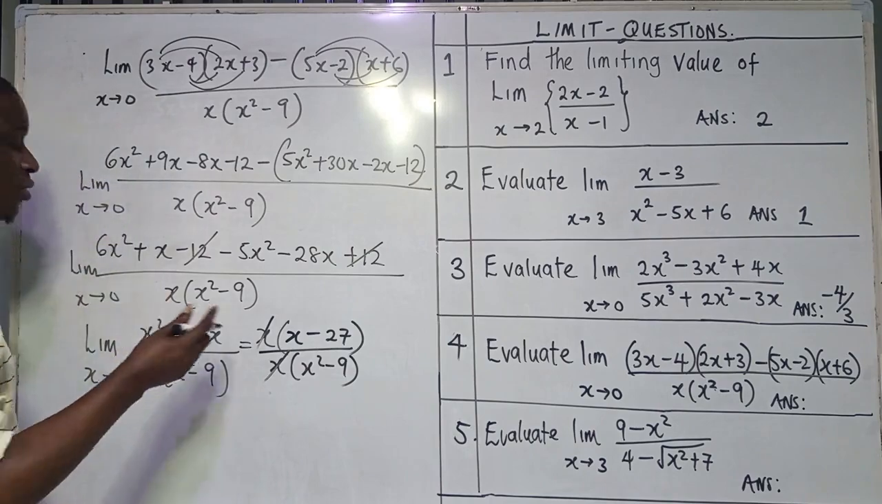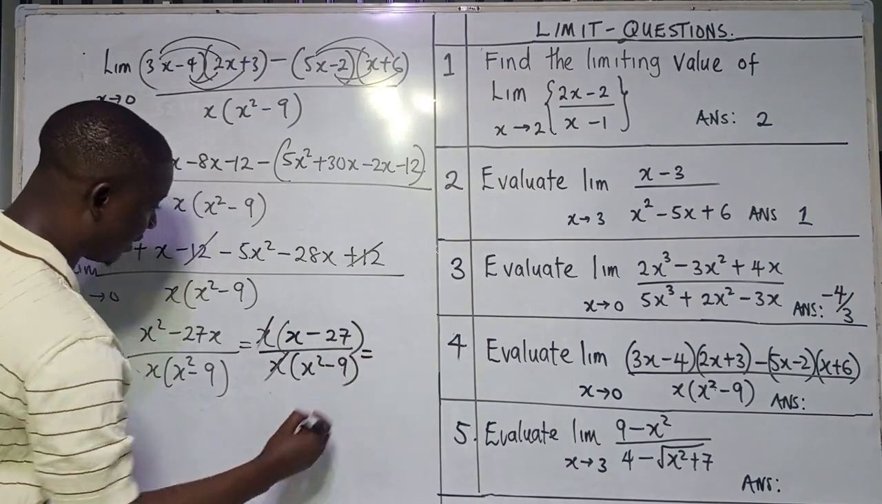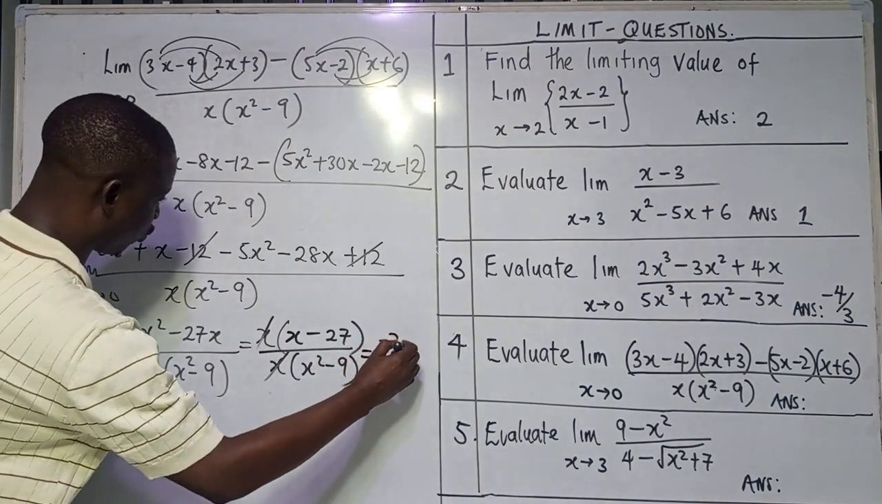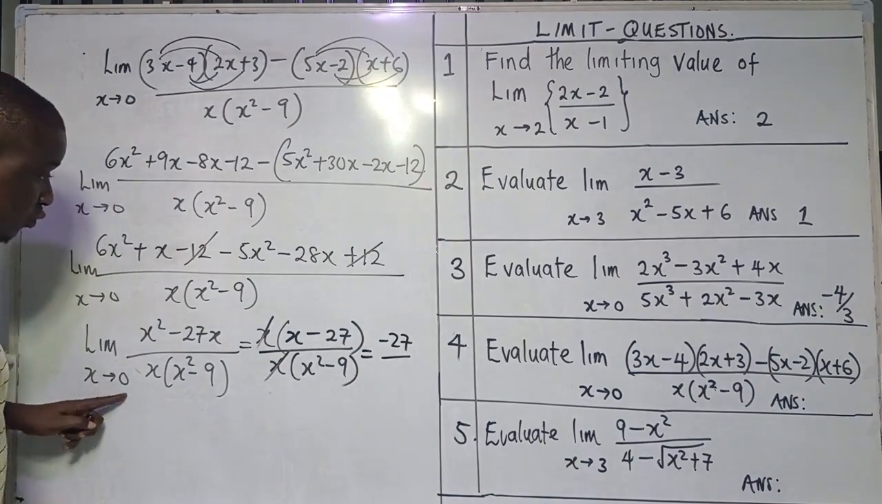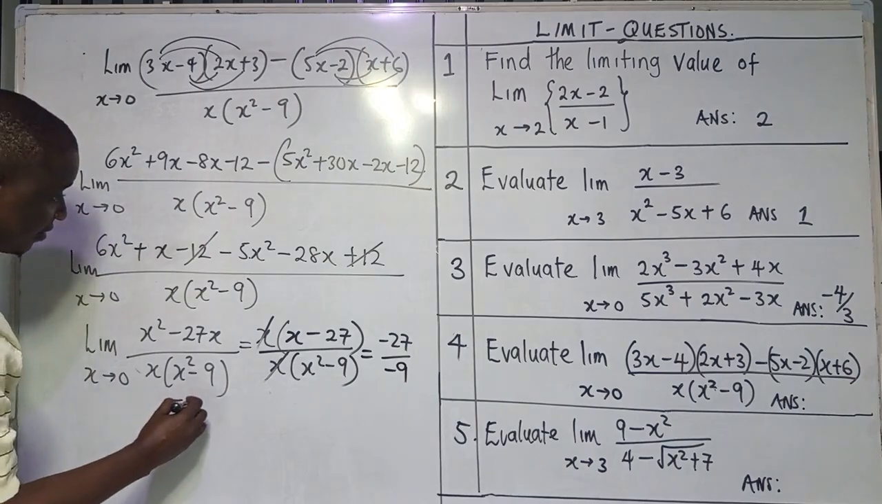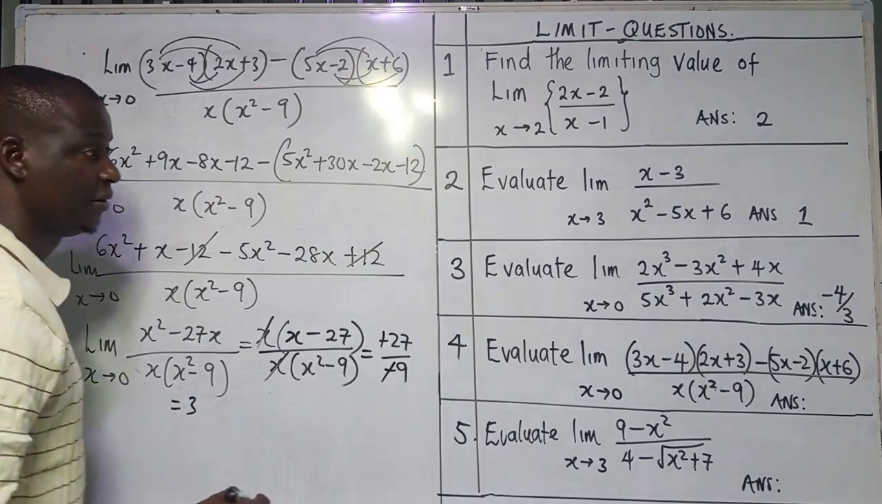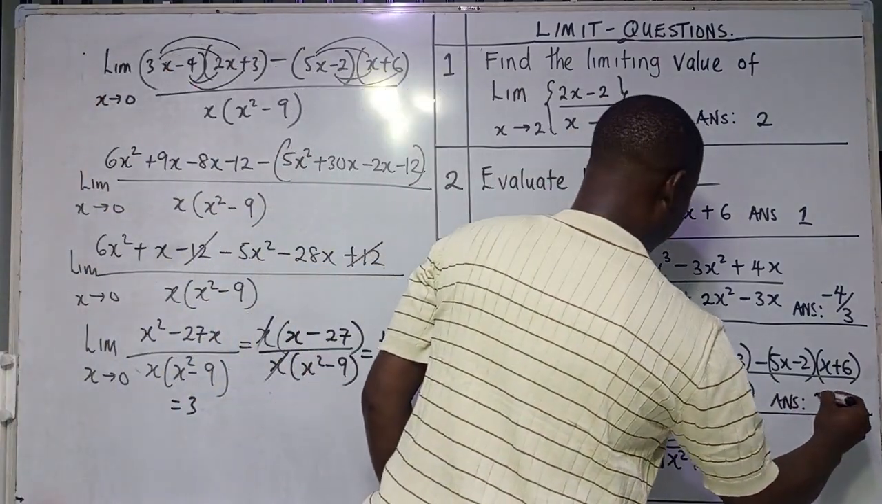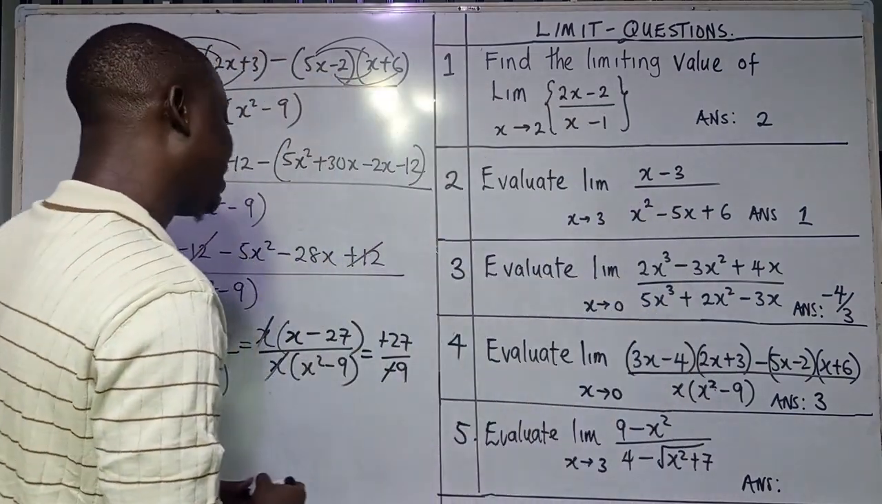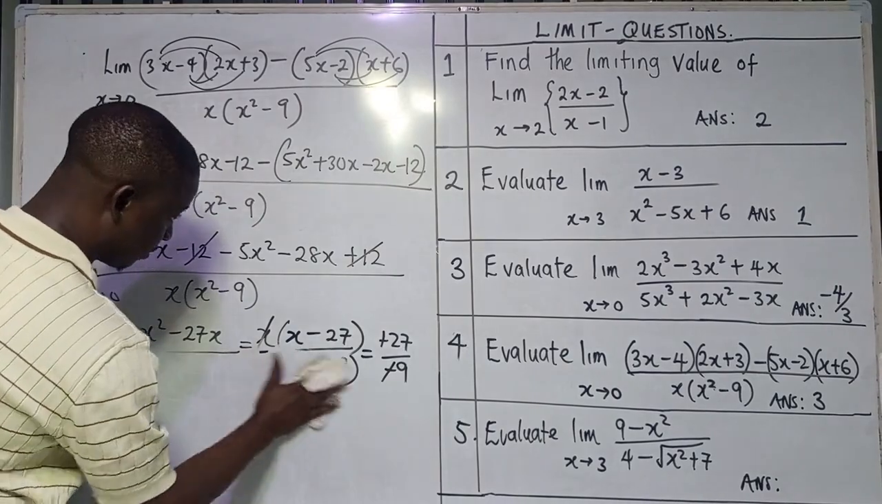Then what again? Let's substitute x equals 0 directly now. This one will now give us minus 27. Substituting x equals 0 here gives us minus 9. And if you do that, minus will cancel minus. How many 9 can go in 27? It is 3. So the answer to this one is 3. Let's go to the last question for this section.